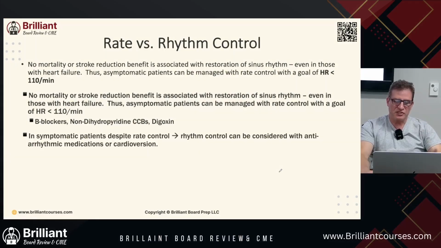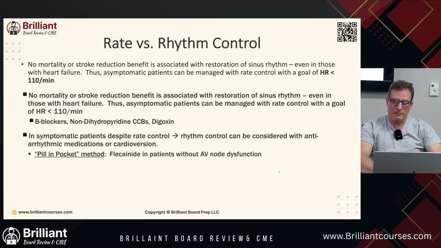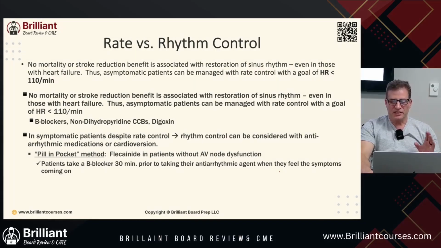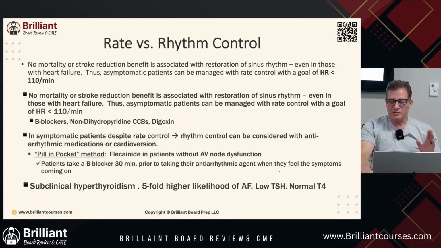In symptomatic patients, despite rate control, rhythm control became considered with antiarrhythmic medications or cardioversion. The pill-in-the-pocket method with flecainide is used in patients without AV nodal dysfunction. Flecainide works by slowing intracardiac conduction, particularly affecting the His-Purkinje system, and has a dose-related effect on suppressing premature ventricular contractions and ventricular tachycardia. Patients take a beta blocker 30 minutes prior to their antiarrhythmic agent when they feel symptoms coming on. So this is pill in the pocket. Subclinical hyperthyroidism carries a 5-fold likelihood of atrial fibrillation. Remember, subclinical is when we have a low TSH and a normal T4.